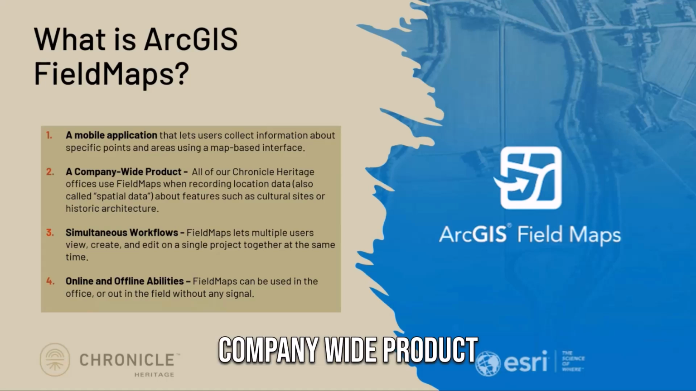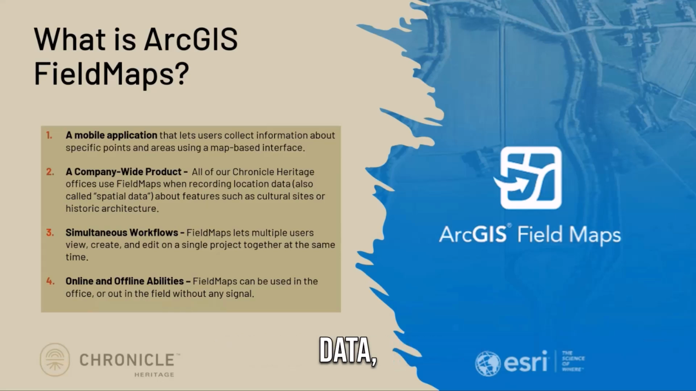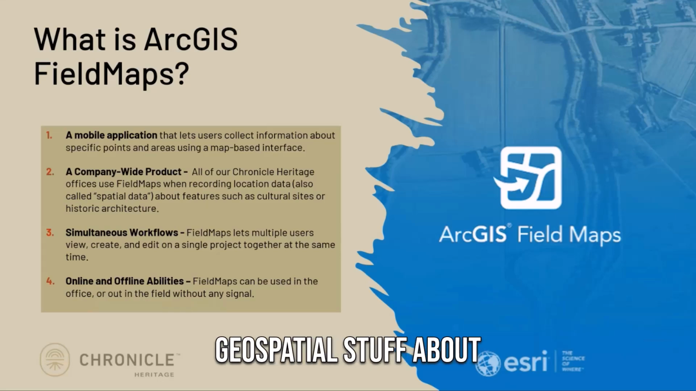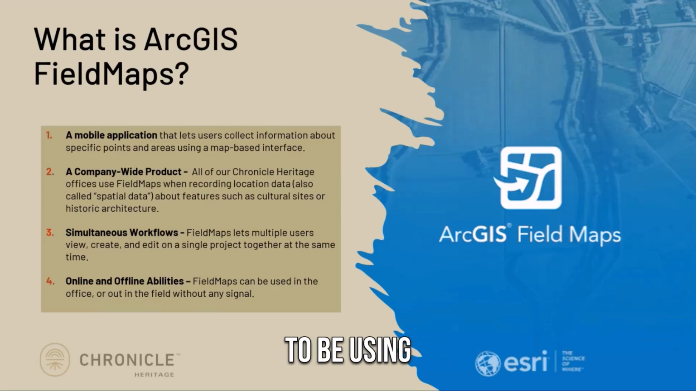It is a company-wide product, meaning all of our Chronicle Heritage offices use Field Maps when recording data, also called spatial data or geospatial data, about things like our cultural sites and historic architecture. So if there's a pedestrian survey component, you're going to be using Field Maps, regardless of where you are in the country. Even the international team, they do have some alternative software that they use, but here in the United States, continental and Hawaii, Alaska, Puerto Rico, all of it, we're always going to be using Field Maps for our data collection.